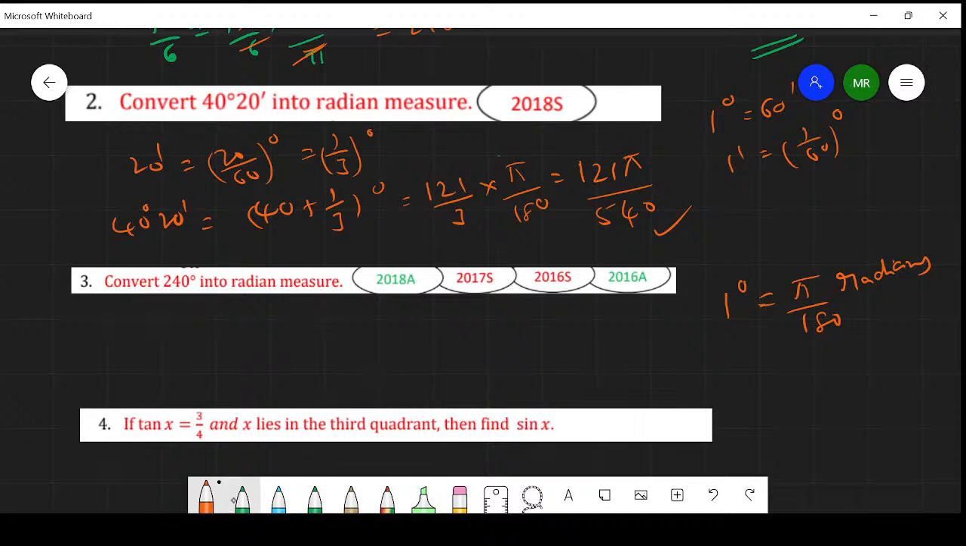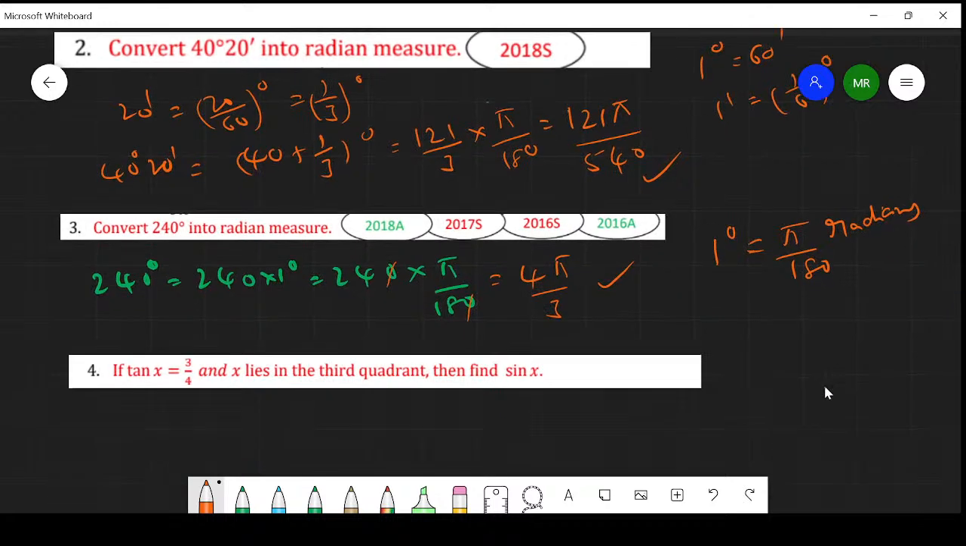Remember this. So they are asking to convert 240 degrees. I can write 240 into 1 degree. What is the value of 1 degree? Pi by 180. Now you can simplify. The zeros you can cancel. Correct. This will be 4 pi by 3, because six fours and six threes, right? So the answer is 4 pi by 3.